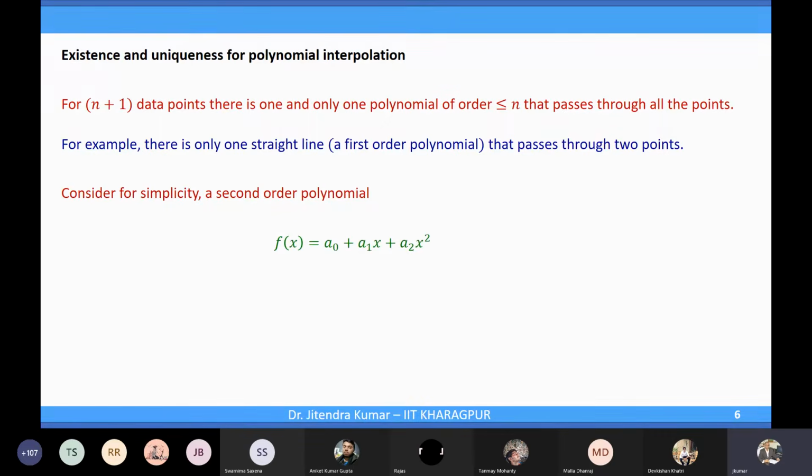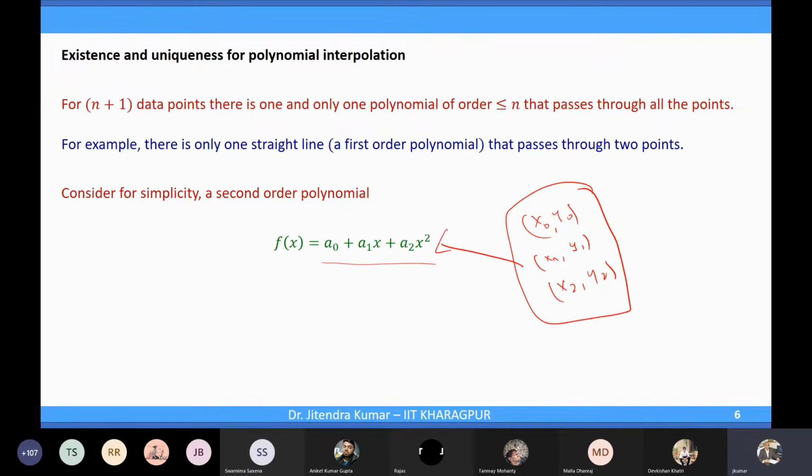Consider a second order polynomial. So we have a0, a1x, a2x square. That's a second order, second degree polynomial. Now the question is, suppose 3 data points are given: x0, y0 is 1 data point, then we have x1, y1, another point, and we have x2 and y2. These 3 data points are given, and you will see that the polynomial which passes through all these 3 points will be a unique polynomial of degree 2.